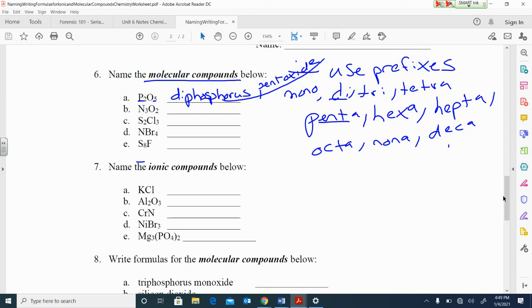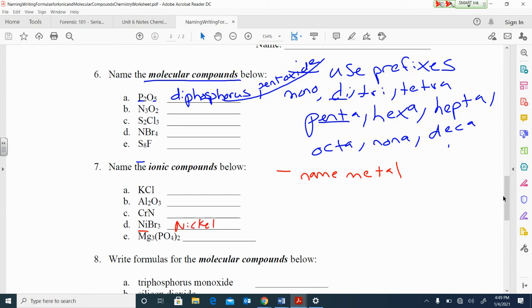So name the ionic compounds below. Remember, for ionic compounds, you name the metal. So name the metal. Don't do anything to it. Just name it. So let's do that one. Let's pick one a little harder. Okay, so Ni on the periodic table is nickel.